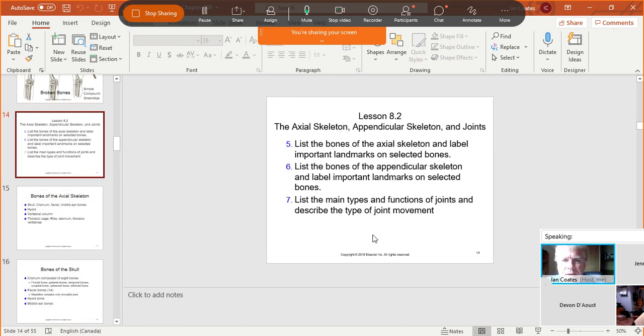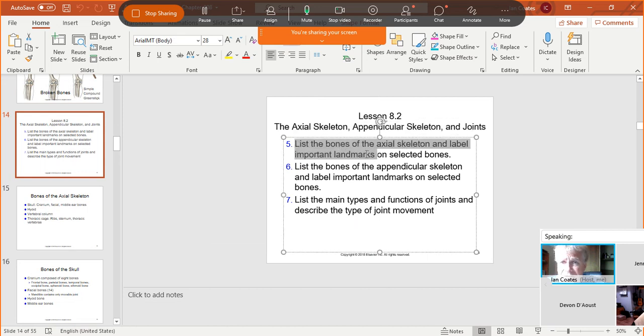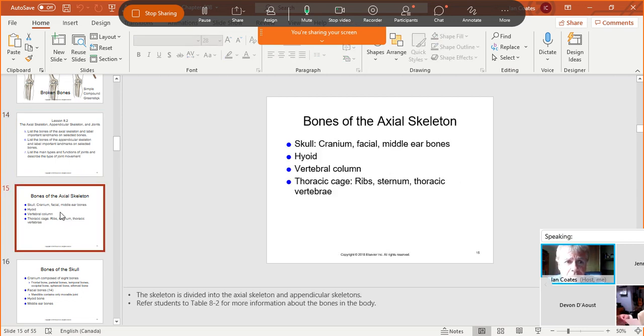What else we got here? We've done this already, and we're going to list the bones of the axial skeleton, list the bones of the appendicular skeleton, and we're going to list the main types and functions of some joints. And you think about it, where are the weakest parts of the body? And they are the joints.